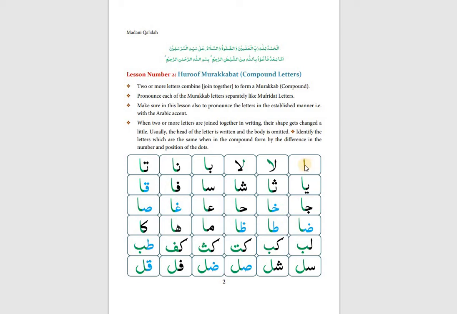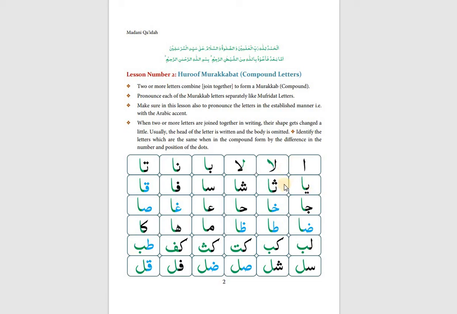Please repeat after me. Alif, Lam, Alif, Lam, Alif, Ba, Alif, Noon, Alif, Ta, Alif. This is Lam Alif and this is also Lam Alif in another shape. Okay, the shapes are different but the huruf are the same.